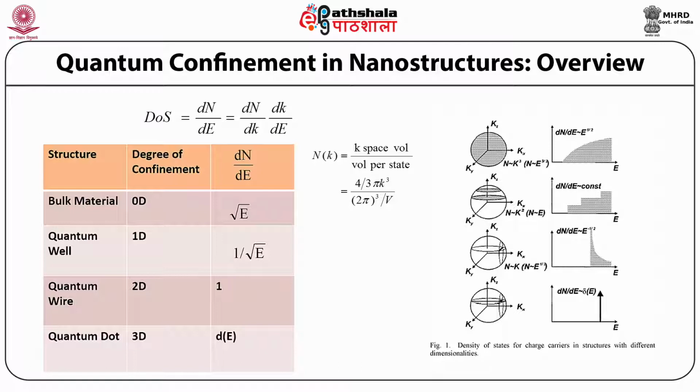If we have a bulk material, then there is 0D degree of confinement and dn by dE is root E. For quantum well it is 1D and dn by dE is 1 by root E. Quantum wire it is 2D and dn by dE is 1. For a quantum dot we have 3D and dn by dE is given by delta E.